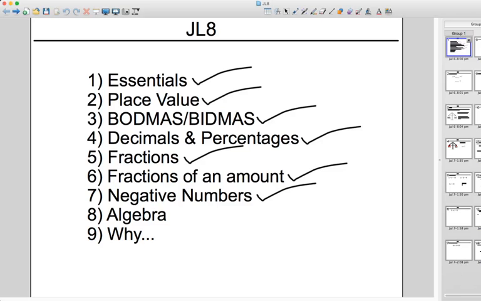Alright, last session, going to look at algebra today. This causes problems for a lot of people, but it's actually quite simple. Okay, let's get to it.